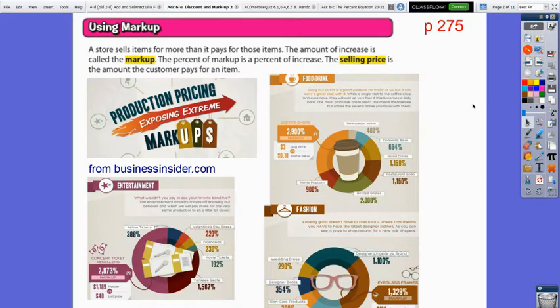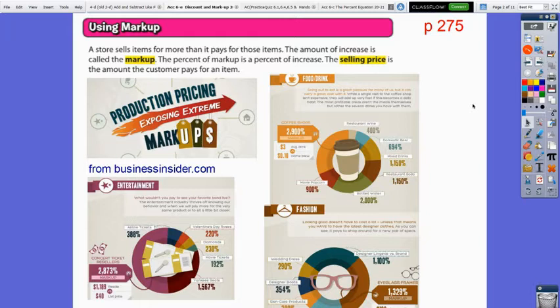Markup is something that a store or a business does to make money. They purchase items at a certain cost. That's called the wholesale cost, typically. And then they increase the price of those things, usually by a certain percentage. That's how they make their money, how they pay their employees and how they make their profit. And that percentage, the increase in the price of something, is called a markup. Various industries mark up their prices with different percents.